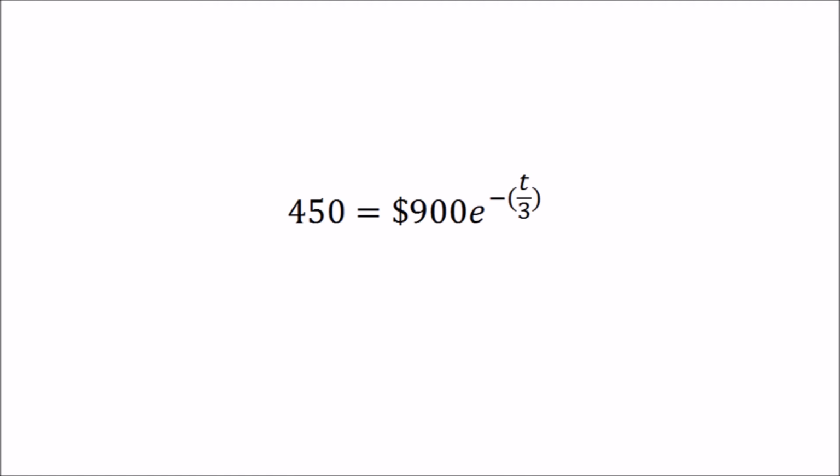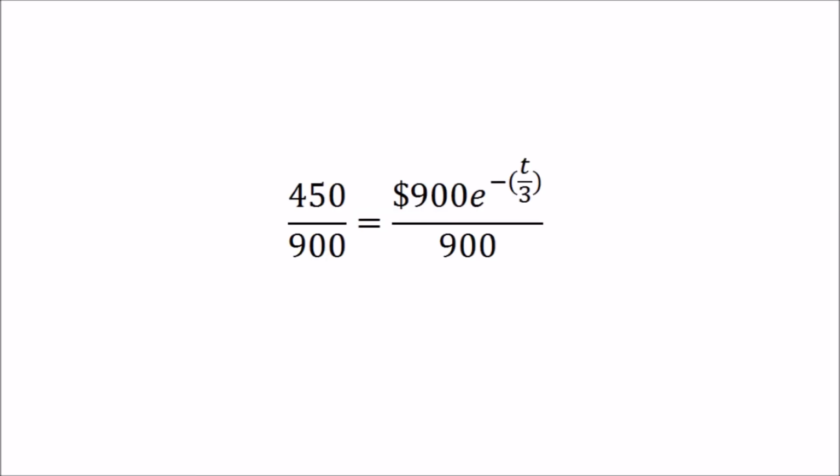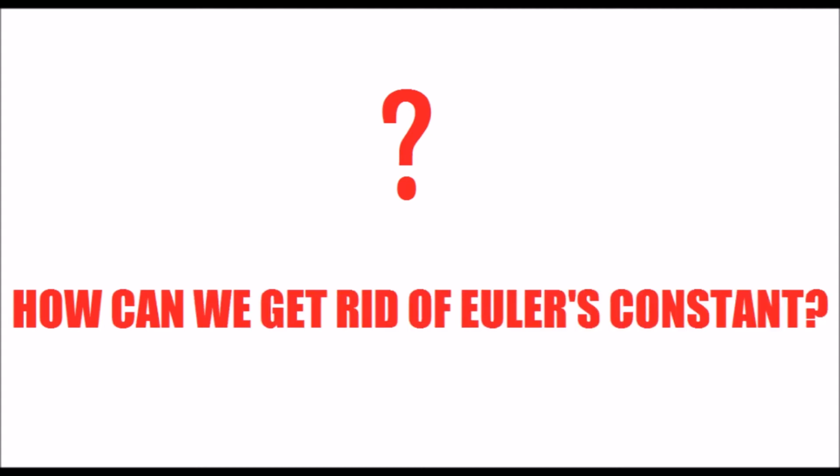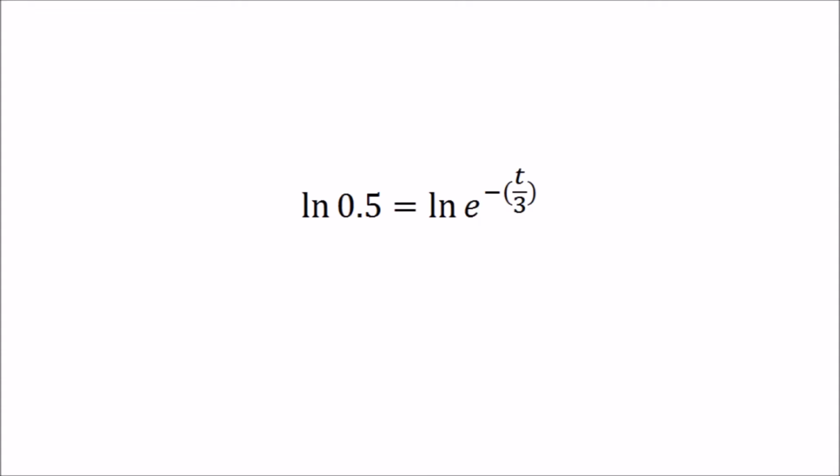From there, the goal is to isolate t. In order to do so, we must divide both sides by 900 to get rid of the coefficient on the right side. The result is 0.5 is equal to e to the power of negative t over 3. At this point, you may be wondering, how do we get rid of Euler's constant? The answer to that question is we can do so by applying the natural logarithm to both sides of the equation.